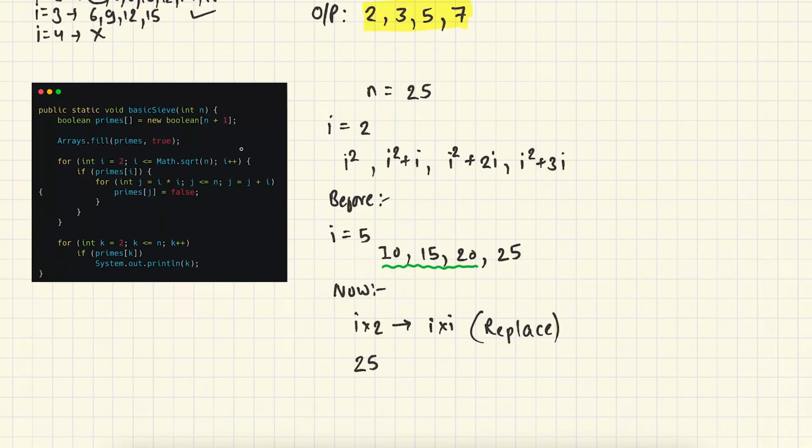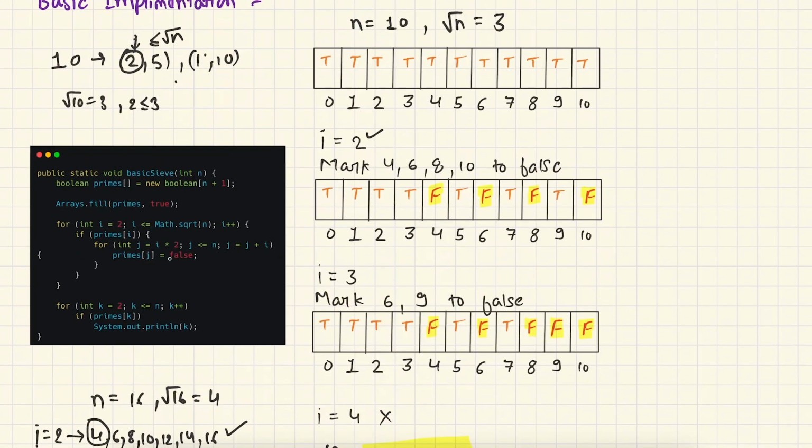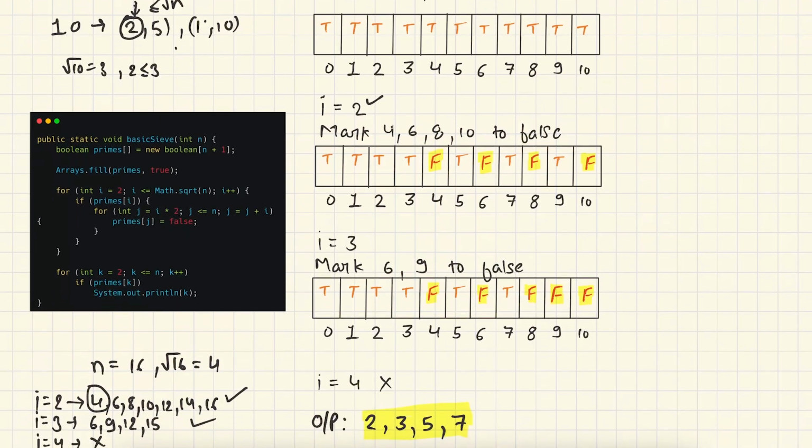So right now what is happening, we are running a loop from i = 2 till i less than or equal to n. So here there is a chance that we can optimize this code better. If we look at this example, when i is 2, we are marking 4, 6, 8 and 10 to false, and when i is 3, again we are marking 6 to false. So we are doing redundant work here. So here is a chance to optimize this code. So let's see how we can optimize this code.